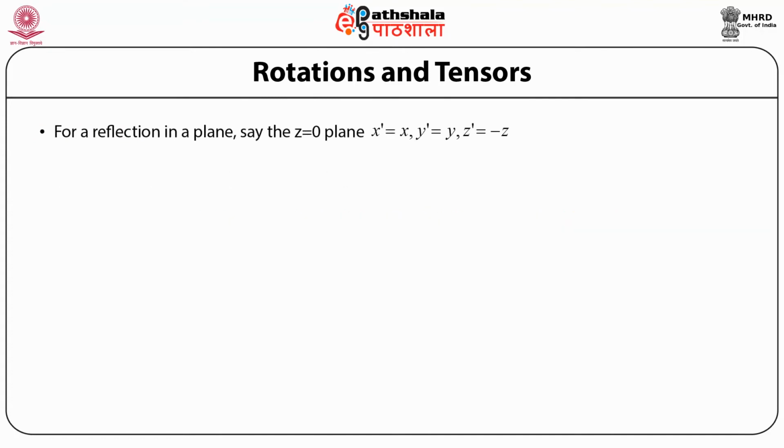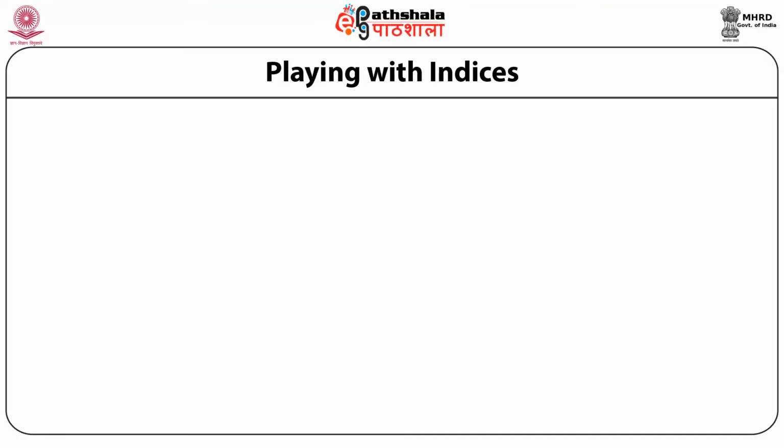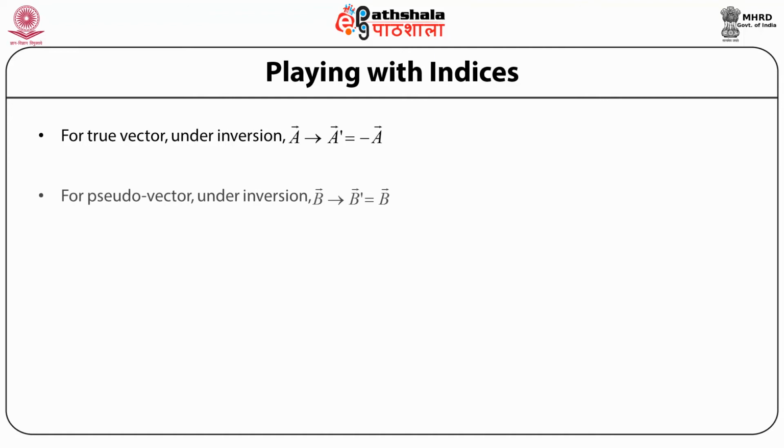For a reflection in a plane, say the z equals 0 plane, x dash equals x, y dash equals y, z dash equals minus z, which implies that A is the matrix 1, 0, 0, 0, 1, 0, 0, 0, minus 1, which implies that determinant of A equals minus 1. Students, now let us play with the indices. For true vector under inversion, A vector tends to A dash vector, which equals minus A vector. For pseudo vector under inversion, B vector tends to B dash vector equals B vector.